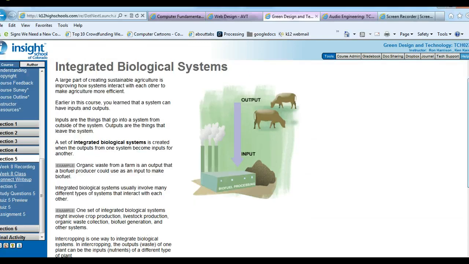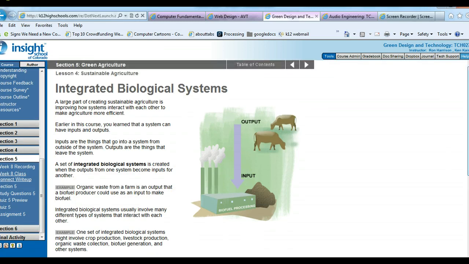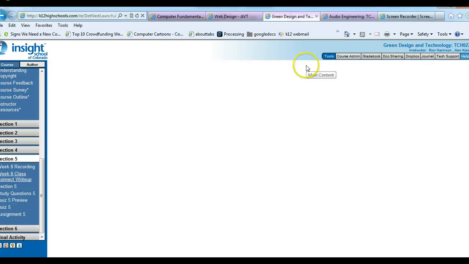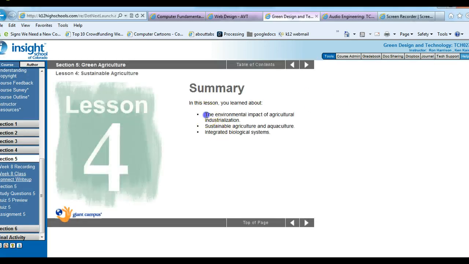Now, integrated biological systems. This is kind of an interesting concept. This is the first I've heard of this, but it's really interesting if you could have the output from cows, which is methane gas, go into the biofuel process, or even the cow patties they leave can be burned as biofuel. Wouldn't that be great, that you could use that organic waste as biofuel? So you have a whole system set up to produce not only food, but energy for man to use. So we looked at the environmental impact of agriculture, sustainable agriculture, and integrated biological systems.